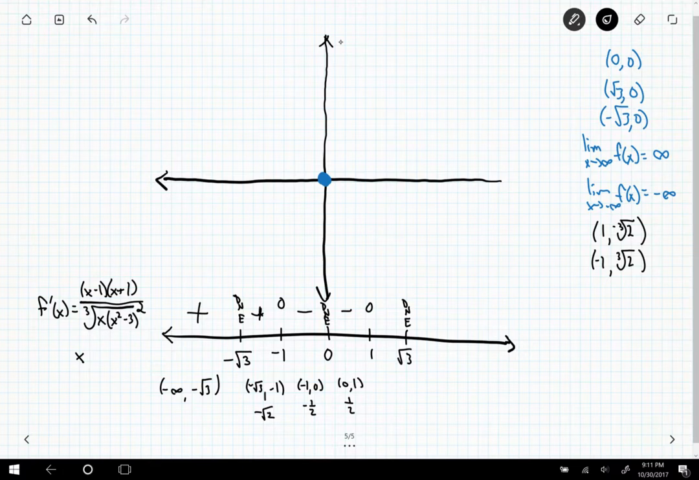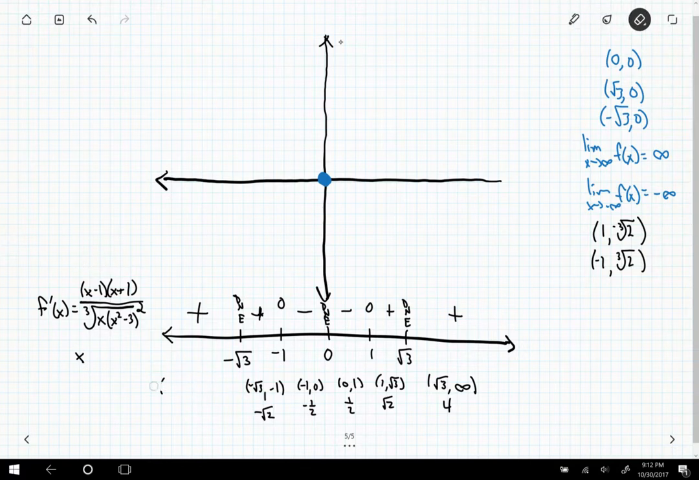Next place, between 1 and √3. So let's once again go √2. Notice in this case we're going to get a positive and a positive, so that makes this positive. And finally we go from √3 to positive infinity. Pick 4 if you want, and notice that's once again a positive and a positive, so that makes this a positive, so we have increasing intervals. So we're ready to go there, and I'll erase these intervals. We kind of have an idea as to what's happening there.